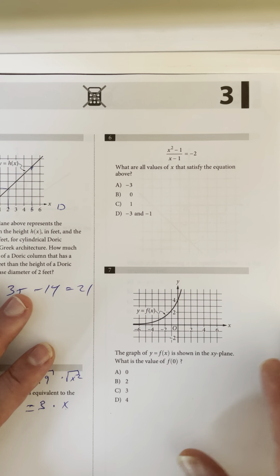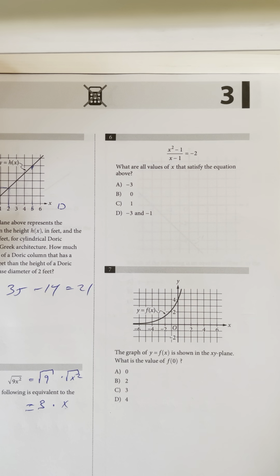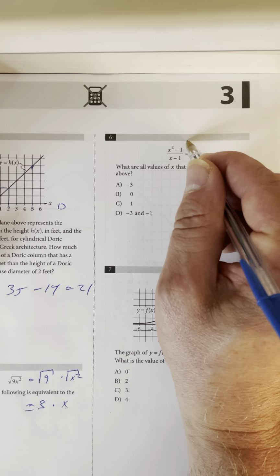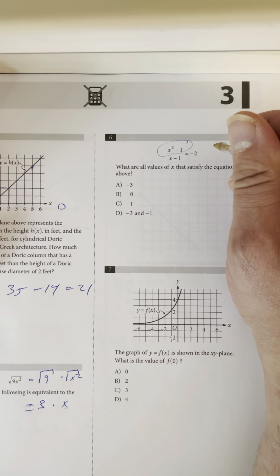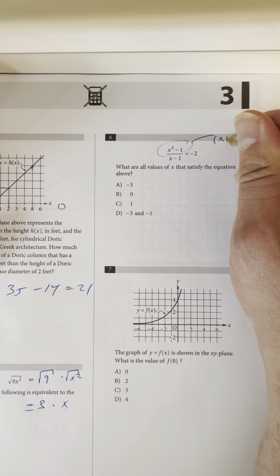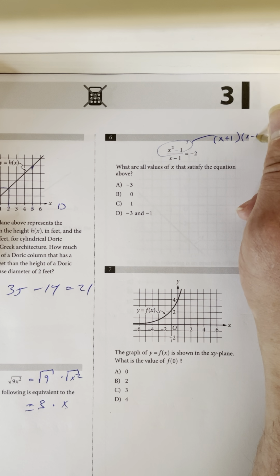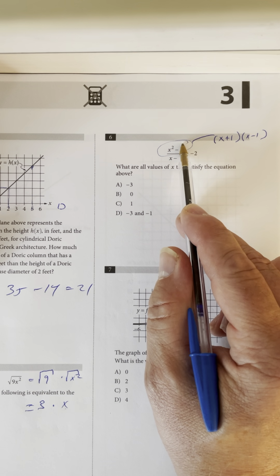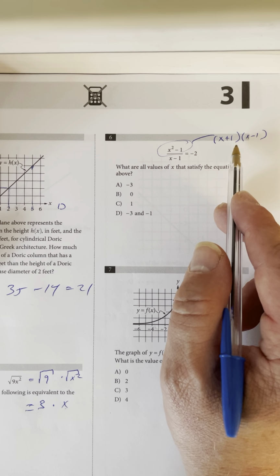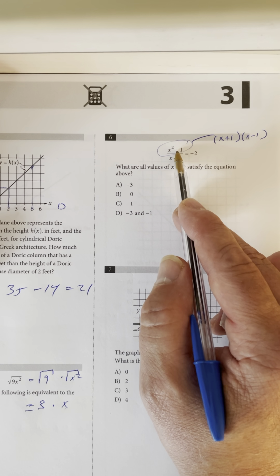Okay, number 6. They're giving you an expression here, and they're asking you to solve it. Find the values for x that satisfy the equation. First thing you've got to notice with this is up here in the numerator, that's the difference of 2 squares. X squared minus 1 is the same thing as x plus 1 times x minus 1. If you FOIL this, you're going to get back to this. The middle terms cancel out. So you can factor this like this.